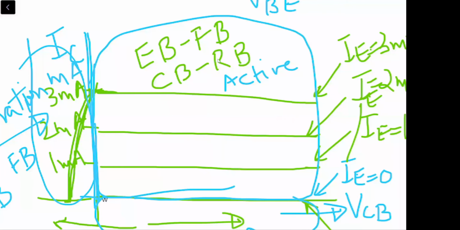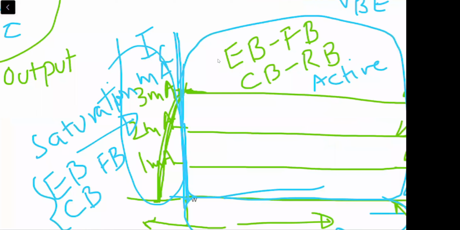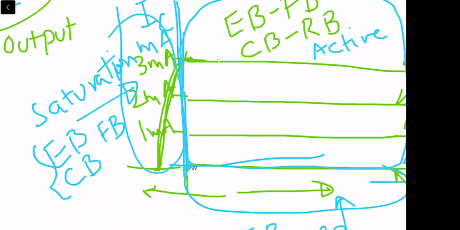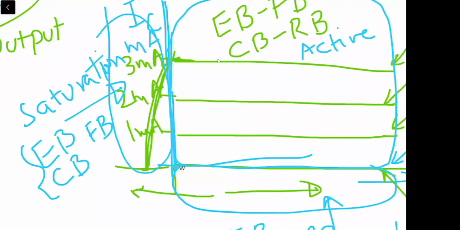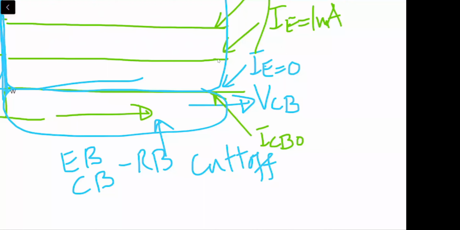Then if we make the collector base junction forward biased and the emitter base junction is also forward biased, we go into the saturation region. And if the emitter base junction is no more forward biased, it will become reverse biased. So the collector base junction and emitter base junction both are reverse biased. That region is basically taken as the cutoff region. So these are the three regions of operation of the transistor.